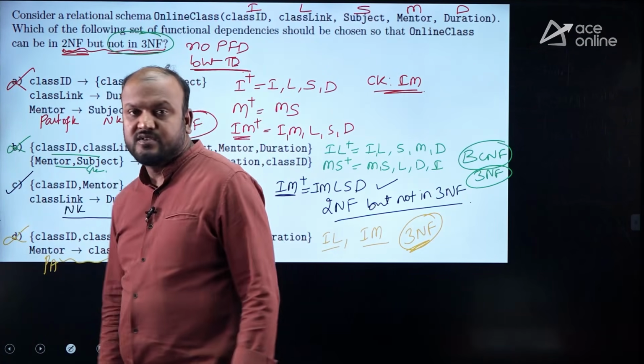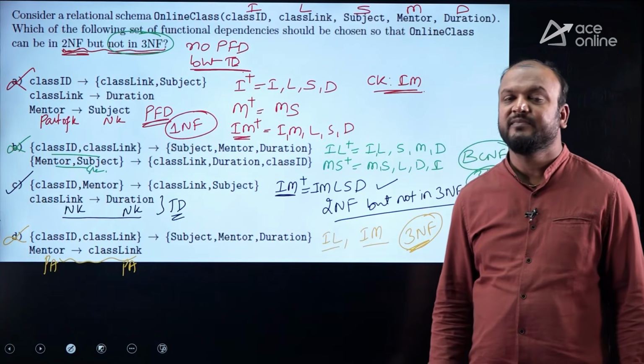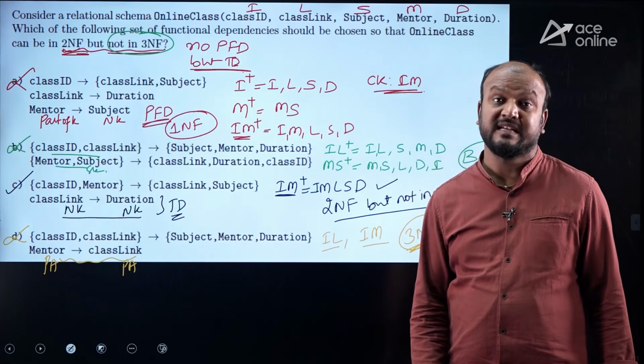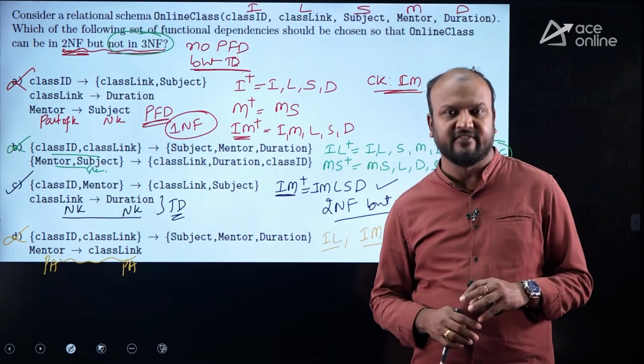Okay. So instead of simply giving dependencies and asking you to find the normal form, you may expect a question like this. That's what I am telling you. This time the questions are not regular types. Questions will be slightly different.